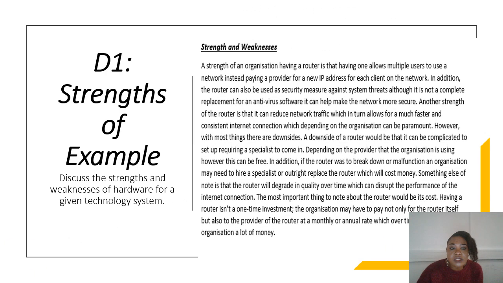So the D1 task is to discuss the strengths and weaknesses of hardware for the given technology system. On here you can see an example of what you could write up in terms of strengths and weaknesses. A strength of an organization having a router is that having one allows multiple users to use a network instead of paying a provider for a new IP address. I'm also going to give an example as well.